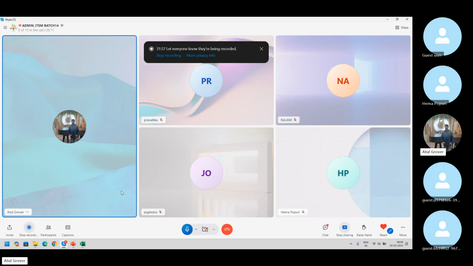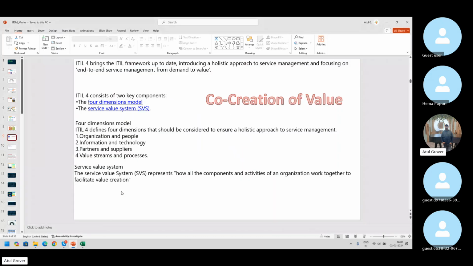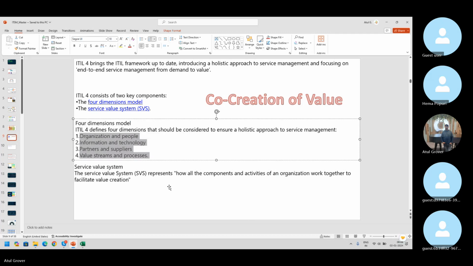So the thing is, yesterday I also said that silence is gold for me, not for you, because I want this line to be clear. How all components and activities of an organization work together to facilitate value creation. I have to make sure that people and the organization work together by using the right IT, the right partners and suppliers, and the right processes. Until these four work together, we can't achieve the value.